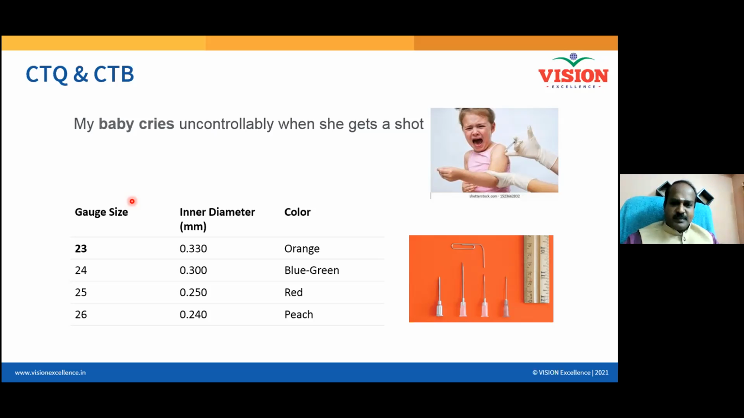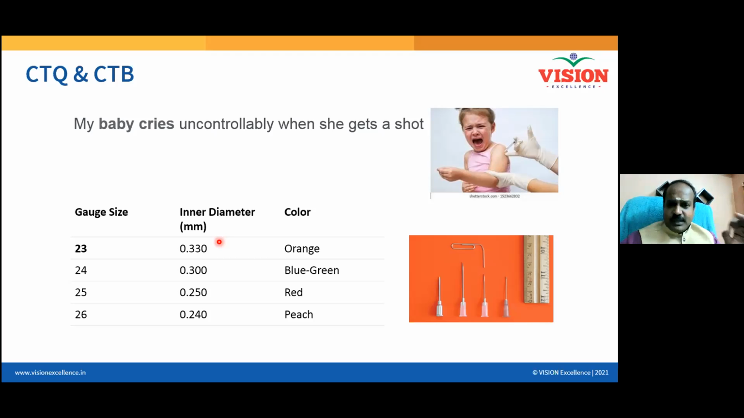Customer problem is understood from the voice of the customer, and it is converted into CTQ. Similarly, the voice of business is understood from the VOB, and that is converted into CTB. CTB, critical to business. And finally, we are settling at 0.33 mm as the internal diameter. So always, for any problem, we should be good at identifying the correct CTQs.